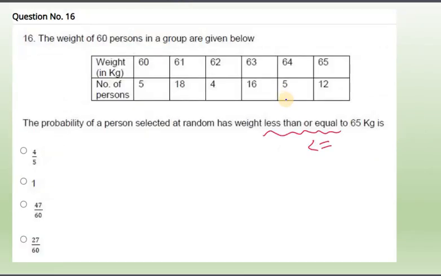Now, next question. The weight of 60 persons and the total number of persons, how many? 60. Total number of persons.